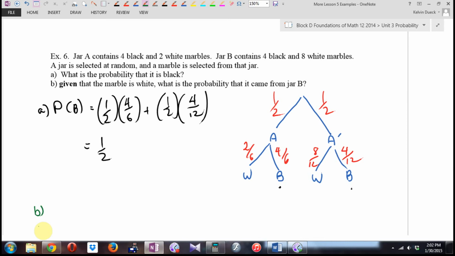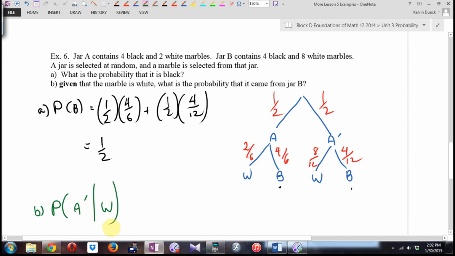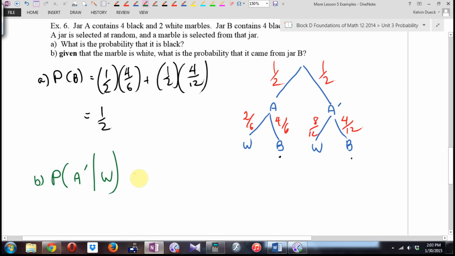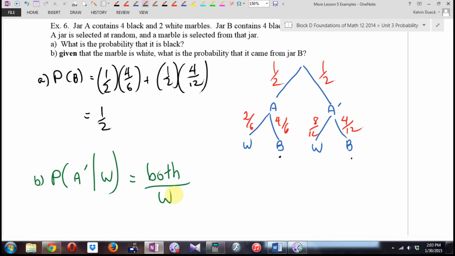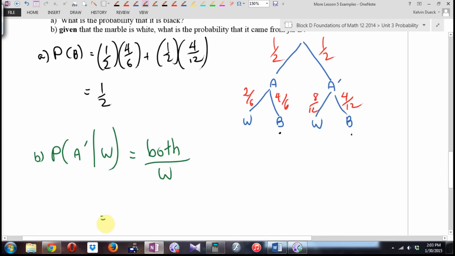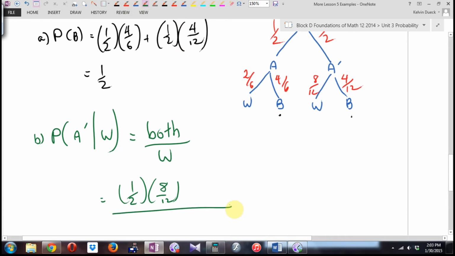We have to translate it to get the formula right. What's the given? The marble is white, W. What do they want me to find? The probability that it came from jar B, which I wrote as not A because I didn't want to have B's everywhere. And you know what it's going to be? It's going to be both over the given one. What do I mean by both? The branch that has both. What do I mean by the given one? The branches that end with a W. So it's not quite plug and chug, but kinda. Once you get to this line, it's going to be which branch has not A and W. It's going to be 1/2 and 8 out of 12. It's going to be that branch, over white.